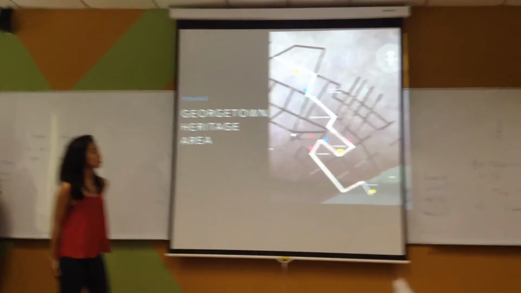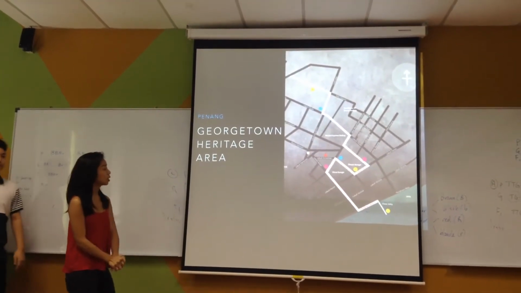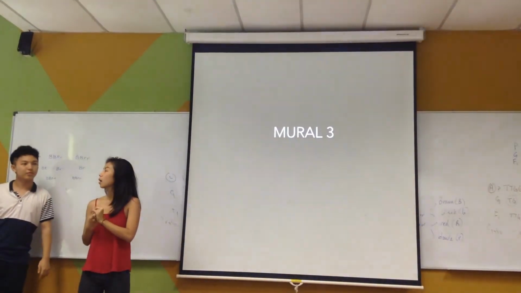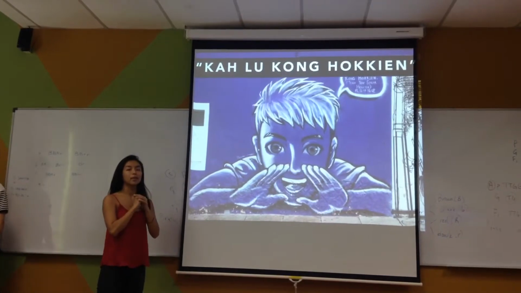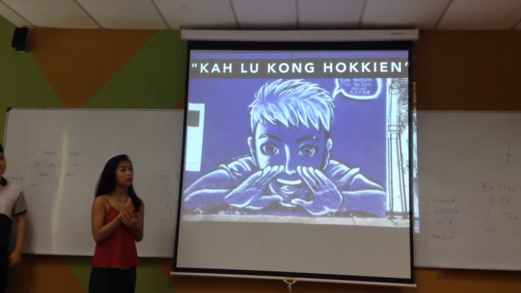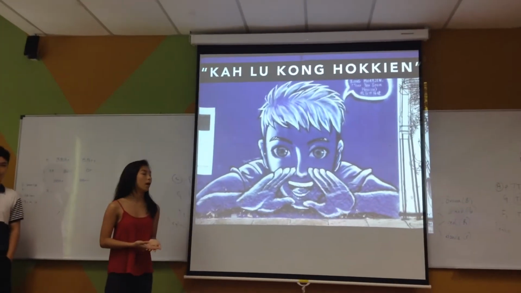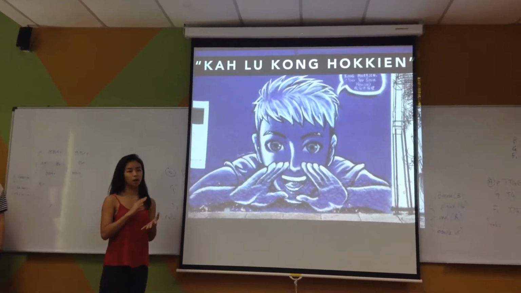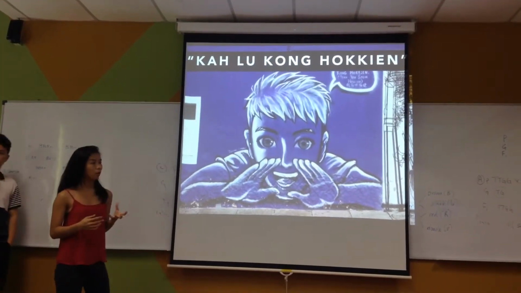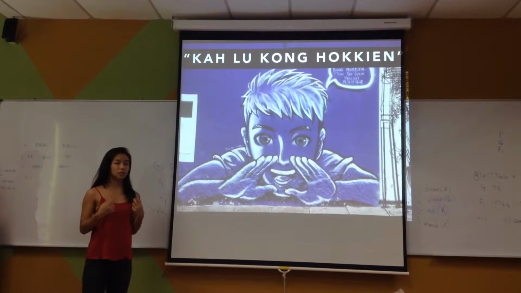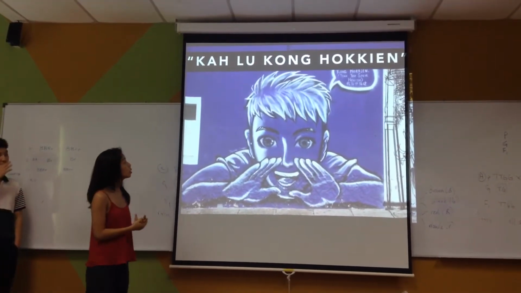Okay, so for the third and fourth mural, we're going to Penang, around the Georgetown Heritage area. Right, I picked this one, Galugong Hokkien. Basically, what's happening now in Penang is that Hokkien is the main dialect, and you've got different versions and slangs of Hokkien. Penang Hokkien is a lot different from, let's say, Malacca or Sarawak Hokkien.